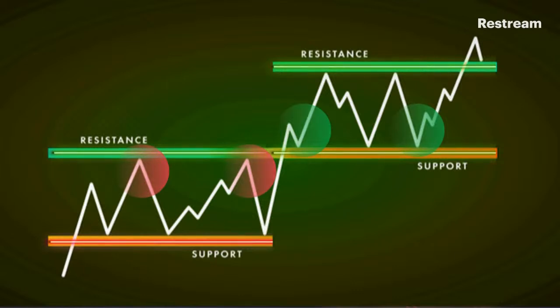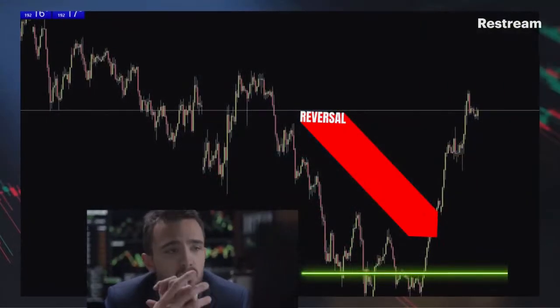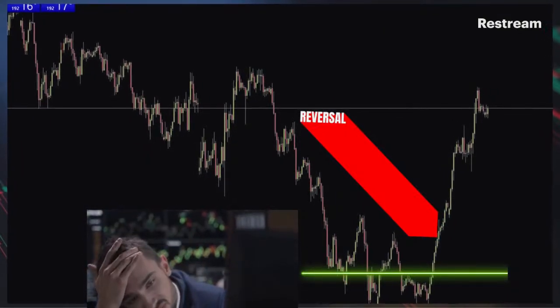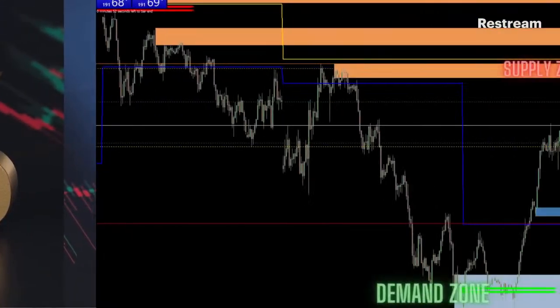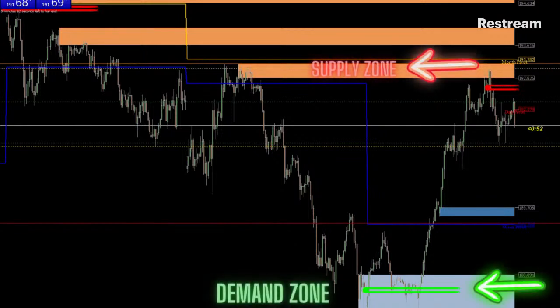Sometimes price touches and reverses immediately. Other times, it pierces through, trapping retail traders before reversing. Solution? Use a buffer zone around key levels and wait for confirmation. I'll show you exactly how in a minute.